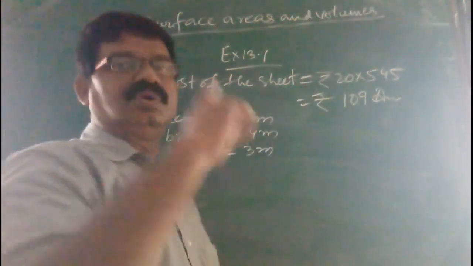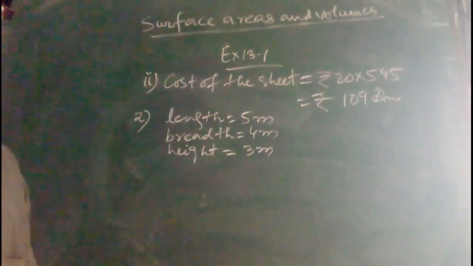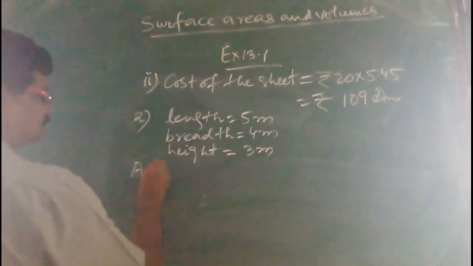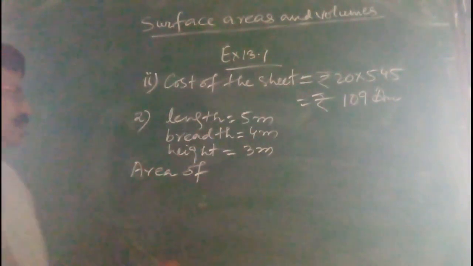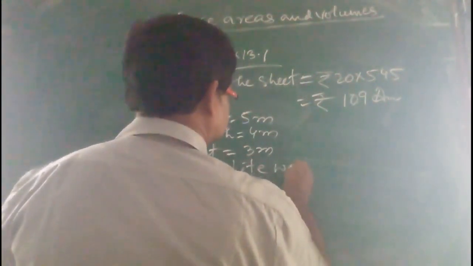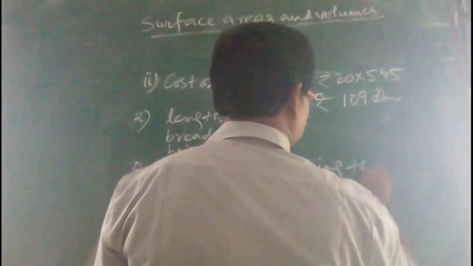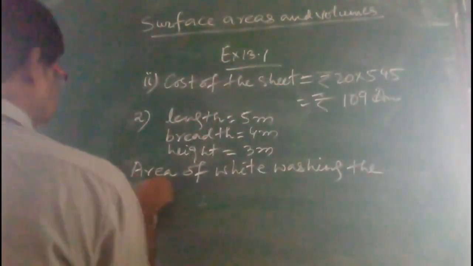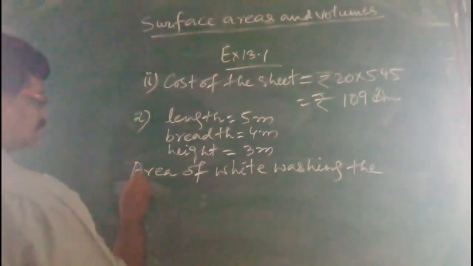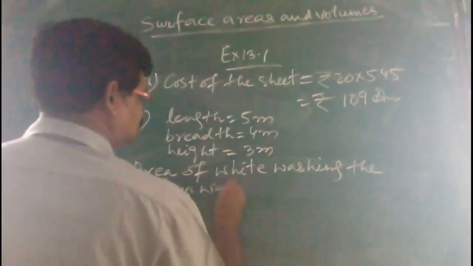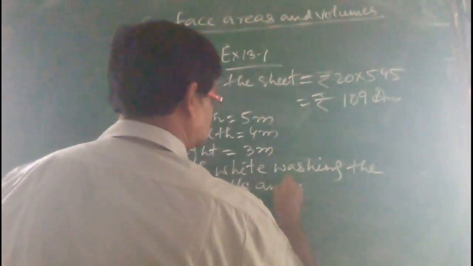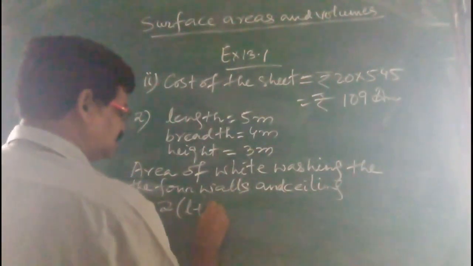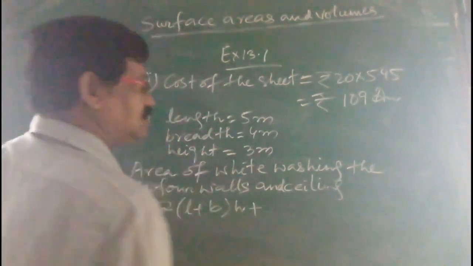As in that room, 4 walls and ceiling are to be whitewashed, so area of whitewashing the four walls and ceiling: area of 4 walls, 2 length plus breadth into height, plus area of ceiling, length into breadth.